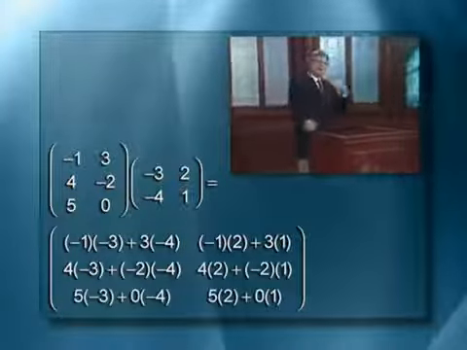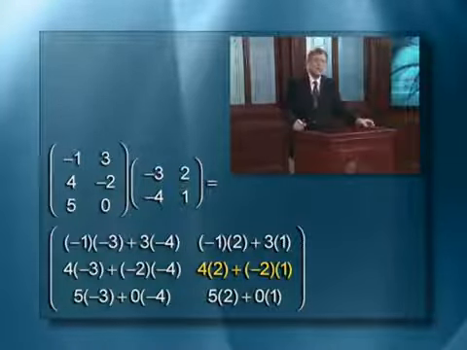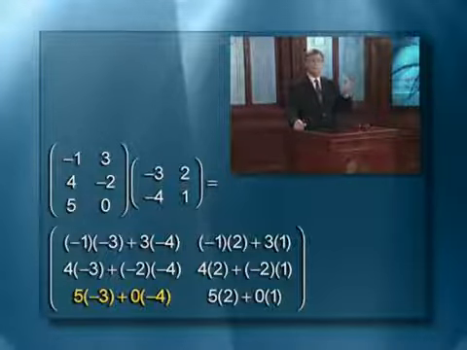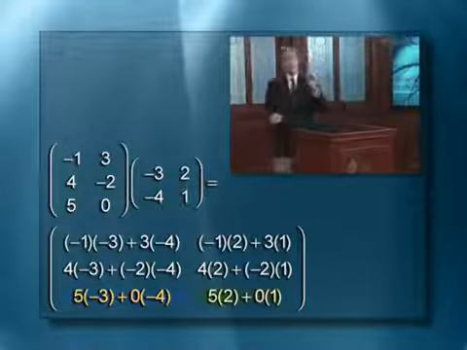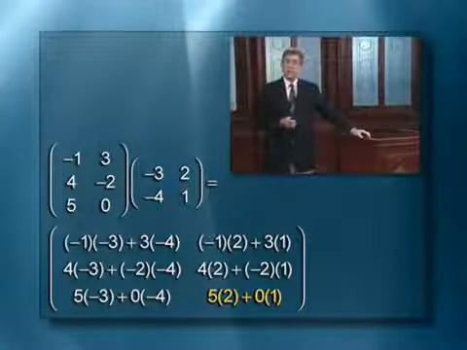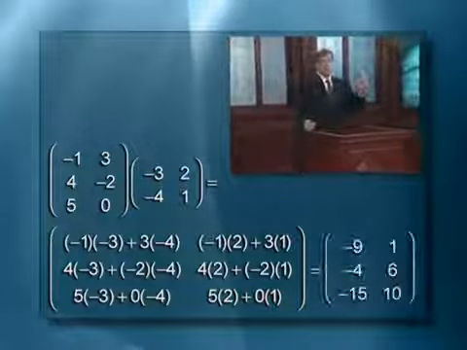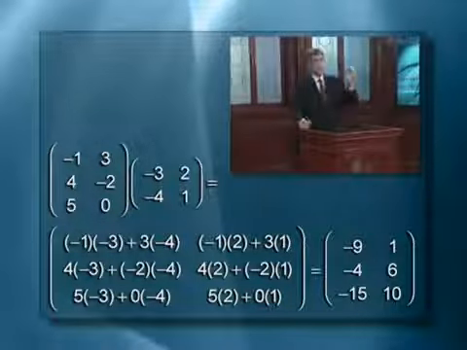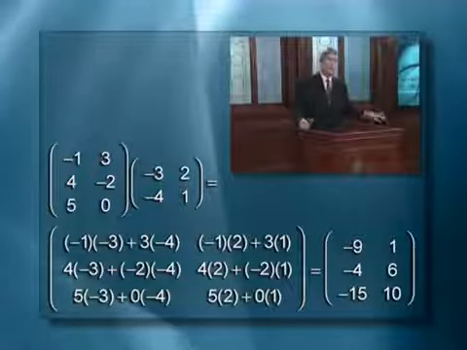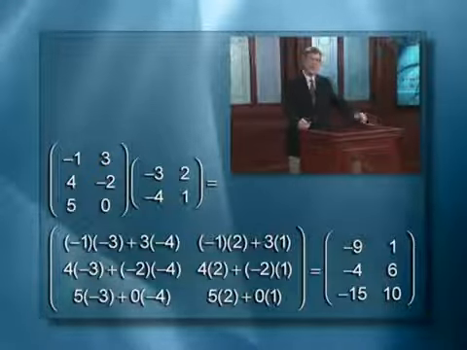Here I filled out the other entries. 4 times 2 plus minus 2 times 1, and the third row is 5 times minus 3 plus 0 times minus 4, and then the bottom entry is 5 times 2 plus 0 times 1. And doing that arithmetic, you end up with the answer, a 3 by 2 matrix, minus 9, 1, minus 4, 6, minus 15, 10. So that's matrix multiplication.